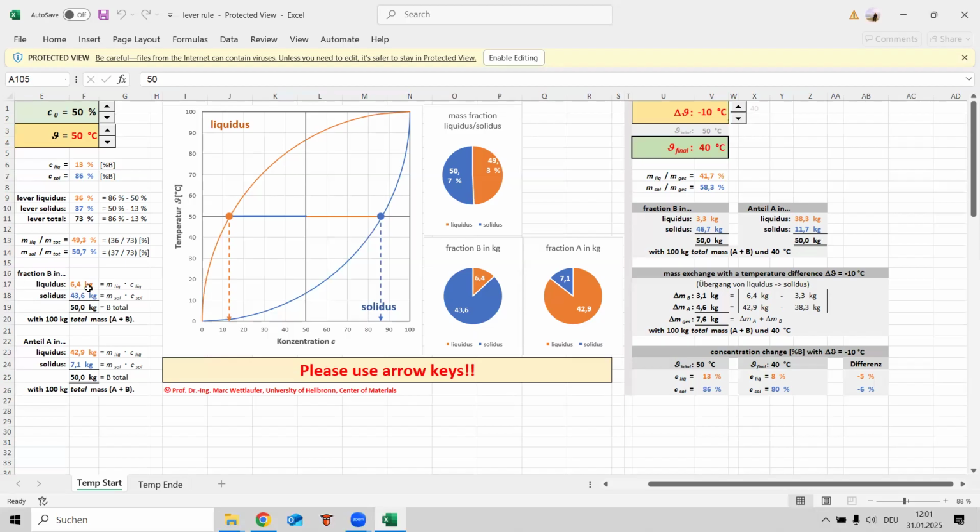Here we can calculate fraction B in liquidus. So liquidus mass times concentration of liquidus, plus solidus mass times concentration of solidus, is fraction B in total, and 100% is the total mass, A plus B.